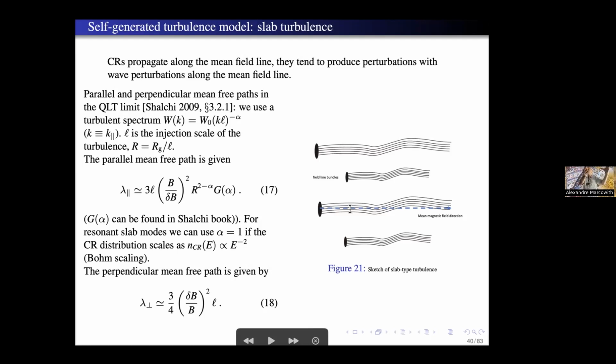And if they move at a speed larger than the Alfvén speed, they will trigger some fluctuation, some turbulence, which is mostly propagating along the magnetic field. This is what we say: they produce slab turbulence. That is, the wave vector of the turbulence is along the magnetic field. Okay, it's 1D turbulence, more or less. And there is some theory, a lot in books, to evaluate the parallel mean free path and the perpendicular one imposed by this self-generated turbulence.